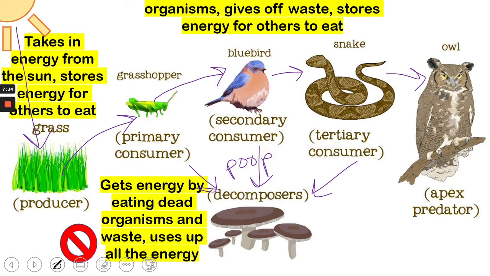So we know that that's happening. And then eventually this owl, because we talked about it, he's the apex predator. Nothing's going to come eat him while he's alive, but eventually he'll die, and his dead body will be broken down by the decomposers. So the sun has tons of energy.